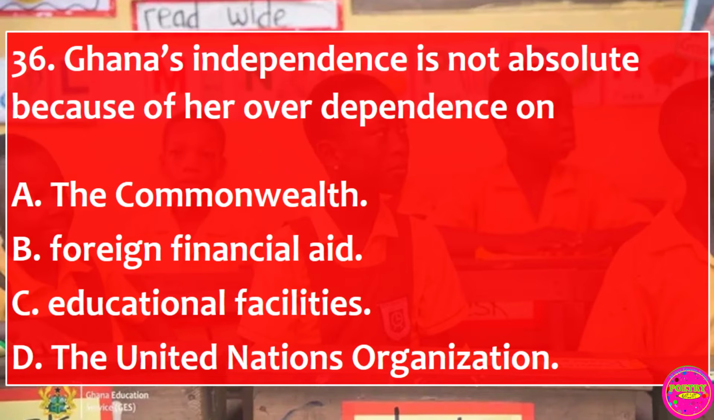Question 36. Ghana's independence is not absolute because of her overdependence on A. The Commonwealth. B. Foreign financial aid. C. Educational facilities. D. The United Nations Organization. The correct answer to this question is B. Foreign financial aid.